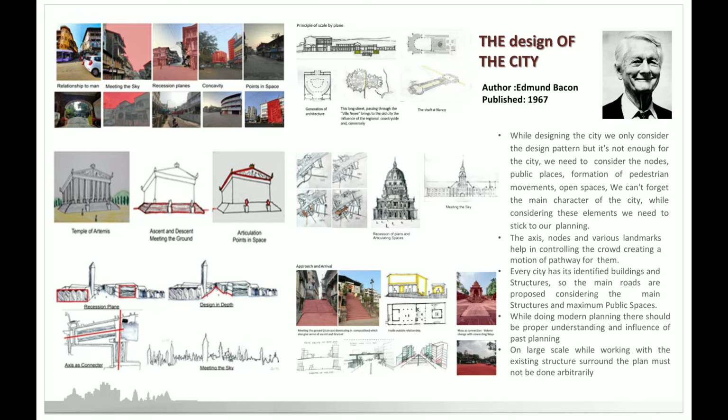The book says that while designing the city, we only consider the design patterns, but it's not enough. We also need to consider the nodes, public spaces, formation of pedestrian movements, open spaces, landmarks, identities of space. There is a comparison study given between Rome, Greece, Greenwich, Paris, St. Petersburg, Philadelphia in aspects of planning, meeting the sky, relationship with ground, articulation of space, and design in depth.